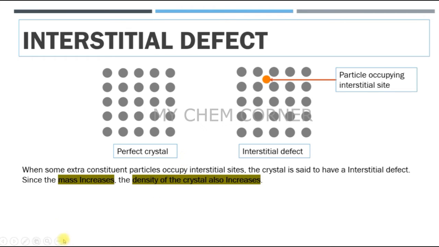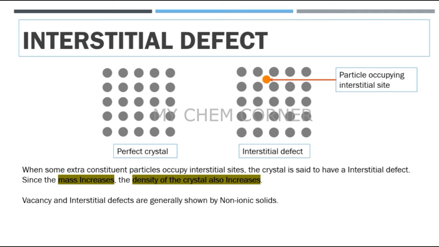So in this case, what is happening? Because a cation is introduced into the crystal lattice, the mass is going to increase. When the mass increases, the density of the crystal is also going to increase. So vacancy defect and interstitial defect are quite opposite. In the vacancy defect, a lattice point moves out of the lattice. But in interstitial defect, a cation can come and sit in smaller spaces in between these lattice points. So they are quite opposite to each other.